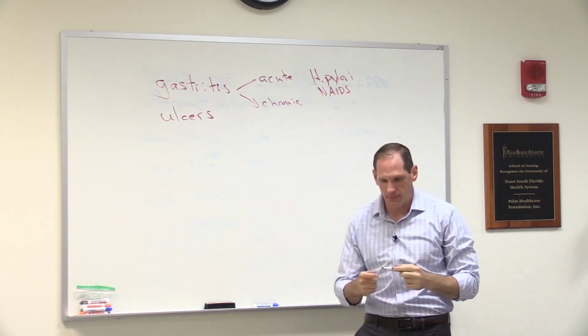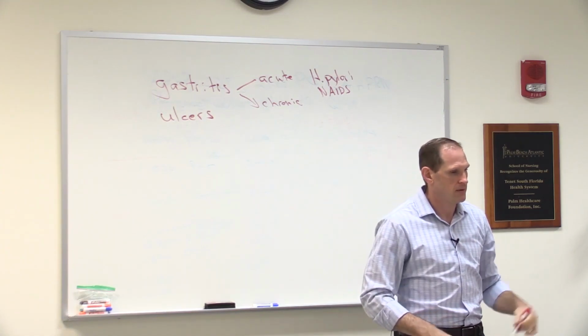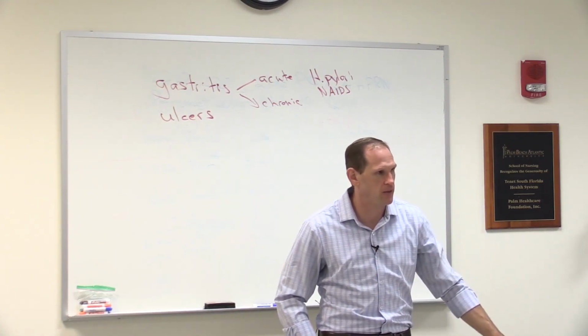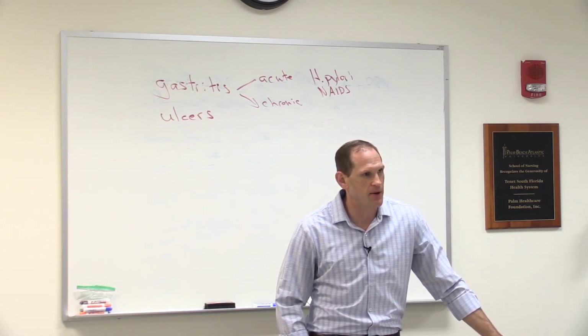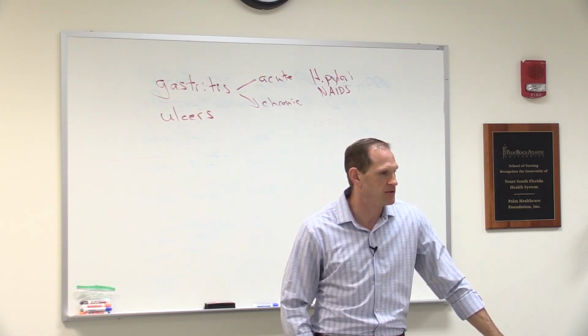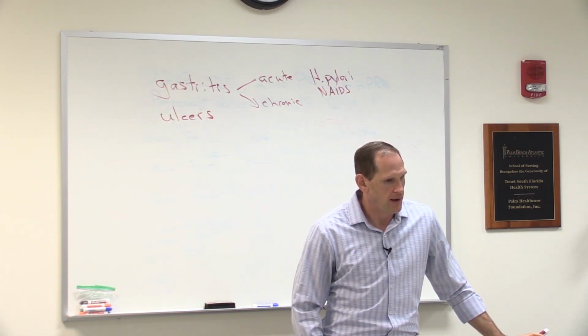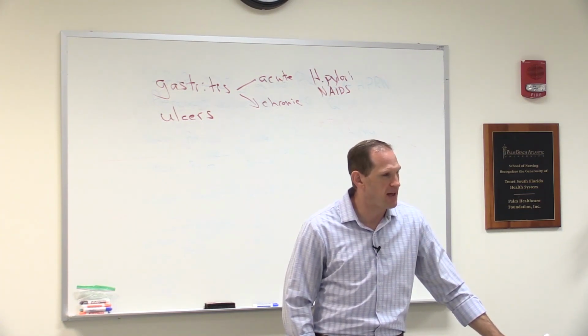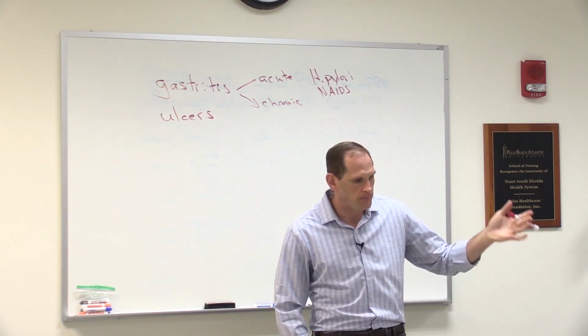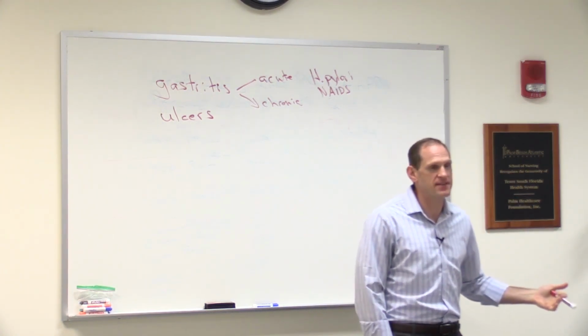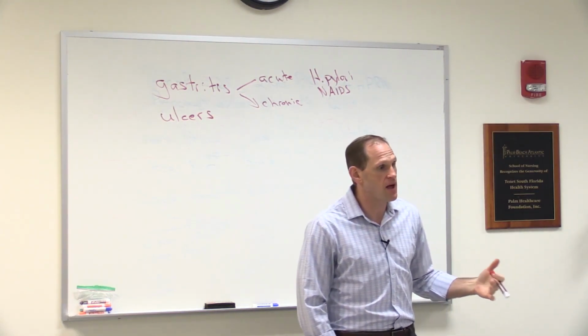What is H. pylori? It's a bacteria, Helicobacter pylori. It's a bacteria that is able to live in the stomach in the high acid environment, and they can cause ulcers, but they can also just cause gastritis. So how do we know a person has H. pylori? There's a number of ways you can do it.